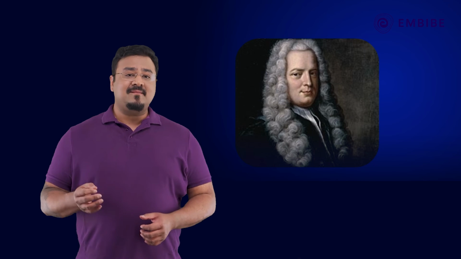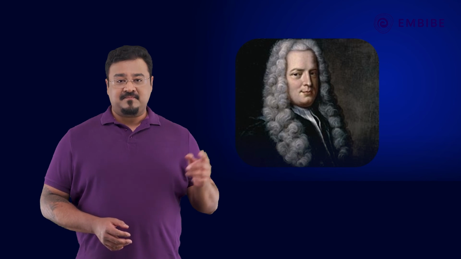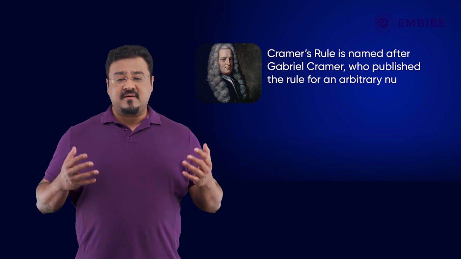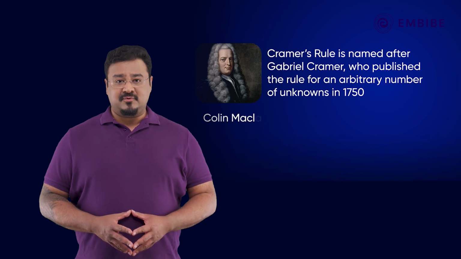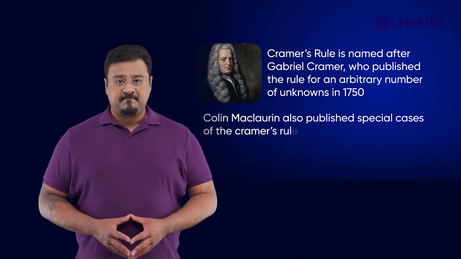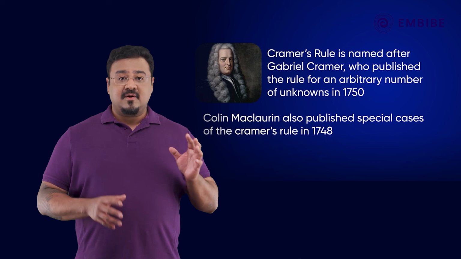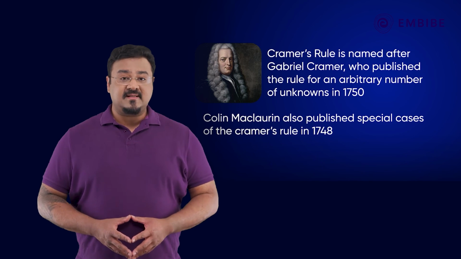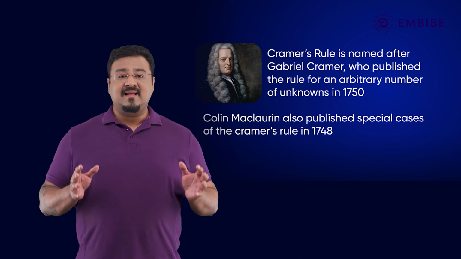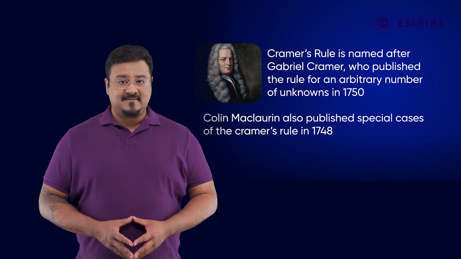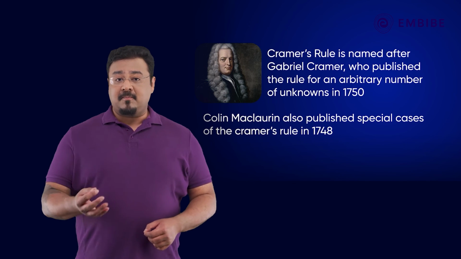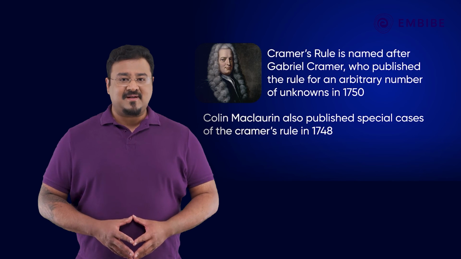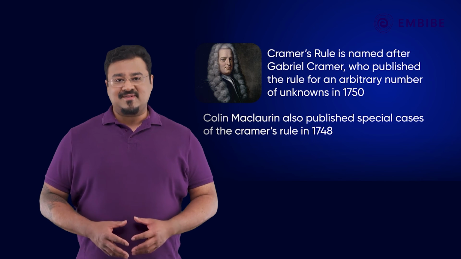Cramer's rule is named after Gabriel Cramer, 1704 to 1752, who published the rule for an arbitrary number of unknowns in 1750. Colin Maclaurin also published special cases of the rule in 1748 and possibly knew of it as early as 1729. We will learn about more facts, applications, and other interesting mathematics concepts in our upcoming sessions.